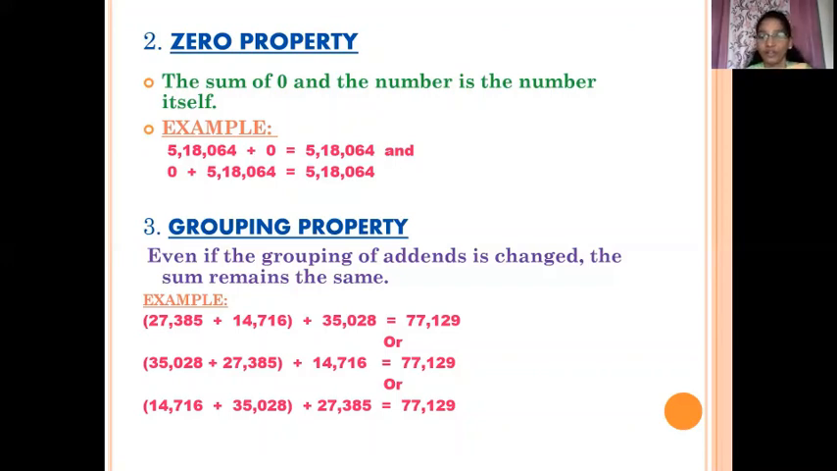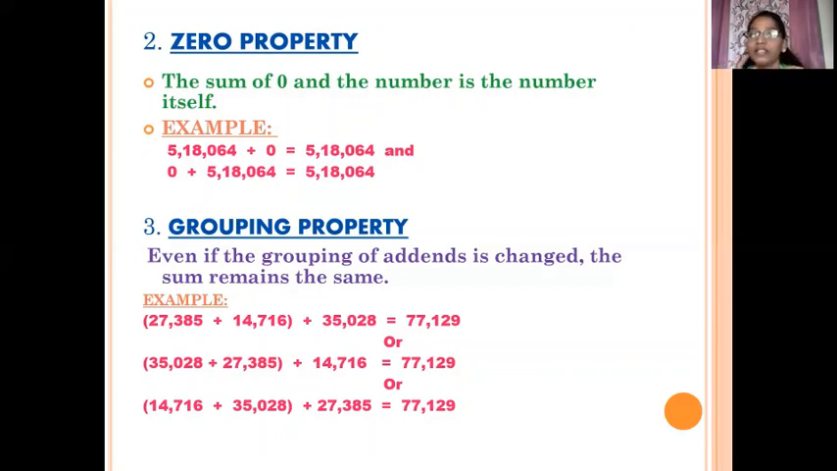So far we were discussing 3 properties of addition. The first one is, what is the first one? Repeat along with me. Order property. If you change the order of the addends, the sum remains the same.